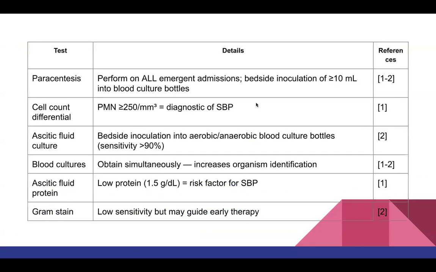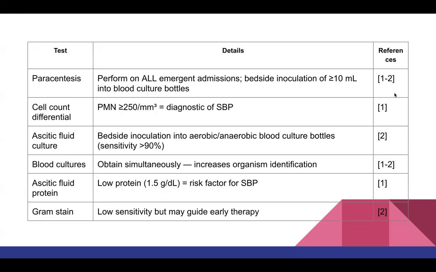Okay. All right. So what tests can we perform for SBP? So we can perform a paracentesis. This you perform on all emergent admissions. Bedside inoculation of at least 10 ml into blood culture bottles. Then you do a cell count, so you get your cell count with differential. You get a PMN of greater than 250. This is from the paracentesis.